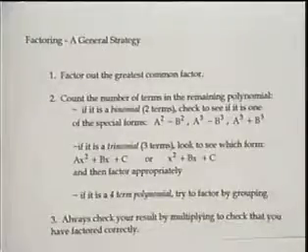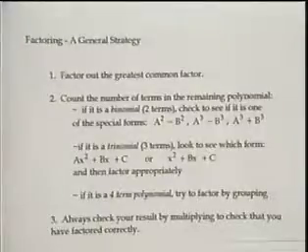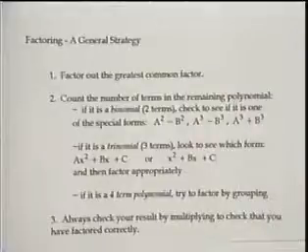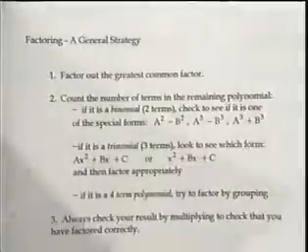Finally, the third step to factoring is that you always check your result by multiplying to make sure that you have factored correctly. You should multiply your product of the factors to make sure that you get the original polynomial that you started with. I've supplied this worksheet to you, so you can follow along and use that as we go to the board and work some polynomials.